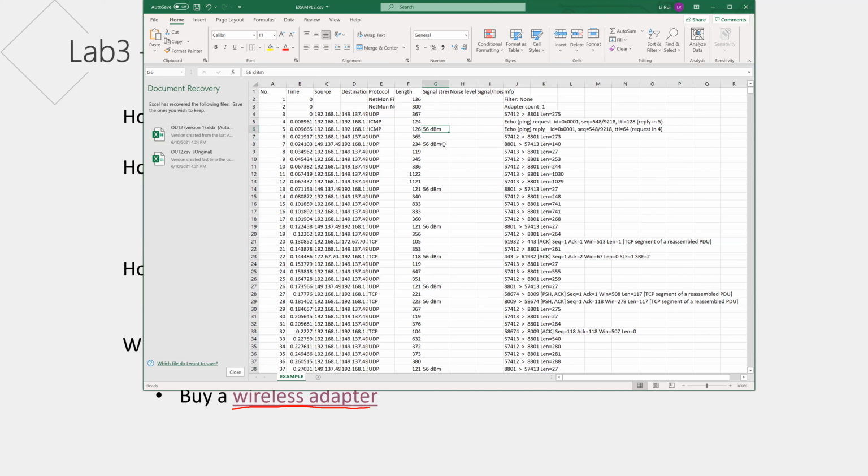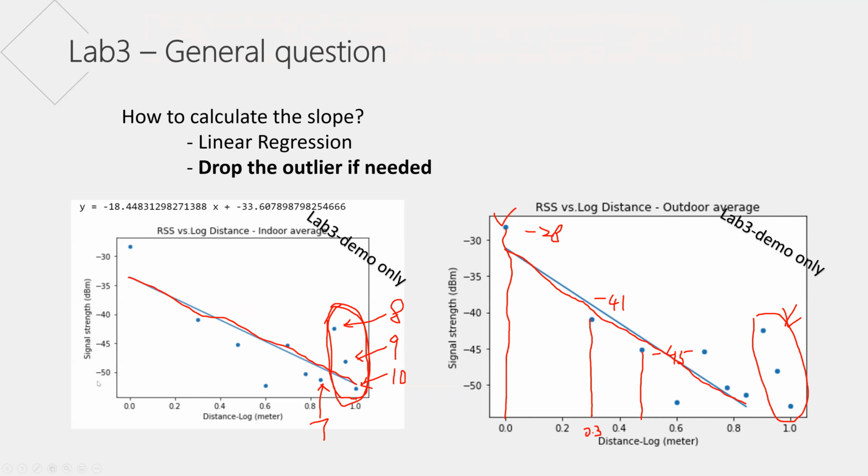I will also talk with other tutors to see if they have the same problem. If I made a mistake, I will tell you in the next lab. But I think they should be negative values. So when you plot the graph, just use the negative value, because the higher the signal strength, when we convert it to negative, it has lower signal strength.